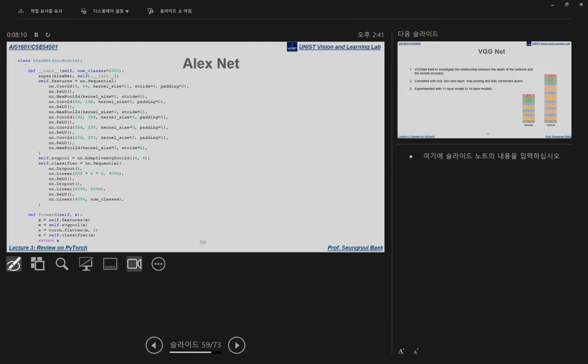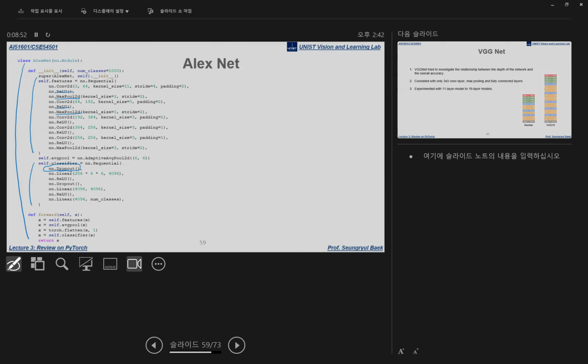Here you can see the overall implementation of AlexNet. Roughly it works similarly to the previous one, but if you look at the detailed operations, you can see that average pooling and hyperbolic tangent are replaced with max pooling and ReLU activation functions. Also, in the FC layers, you can see there are dropout layers.